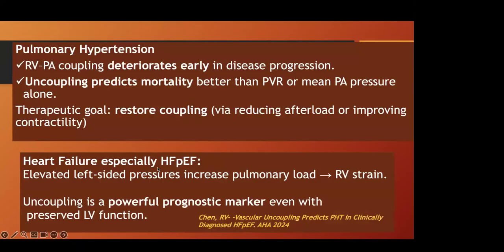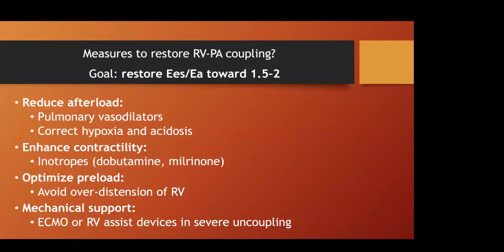Remember again, always look for the left-sided failure. That also can increase your pulmonary load and increase the RV strain or dysfunction. So it's very important that we maintain both right ventricle and the left ventricular functions. So how do you improve the RV-PA coupling at the bedside? How do we bring back the ratio to 1.5?